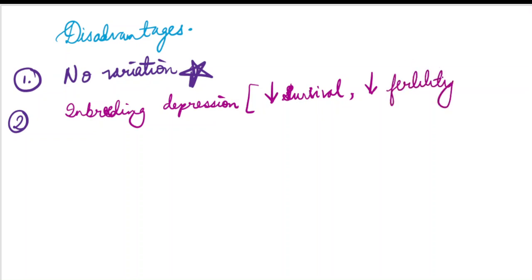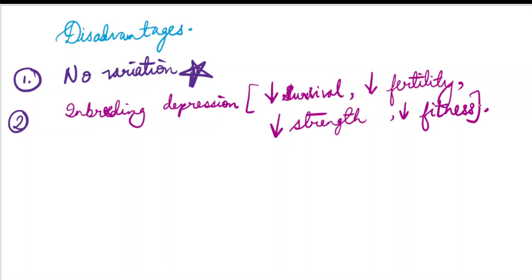So there will be reduced survival, reduced fertility, and even less fitness to the plant. So it will decrease its fitness, it will decrease its strength. Why is this happening?